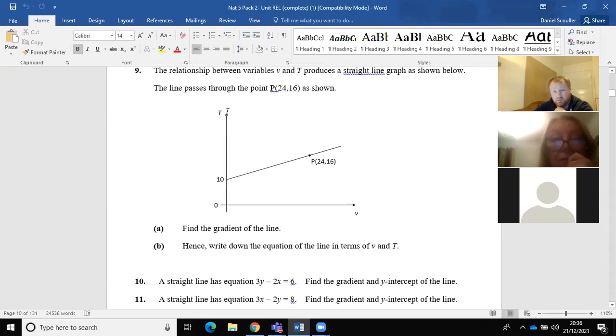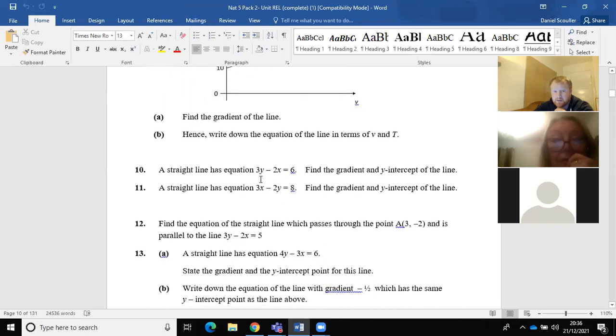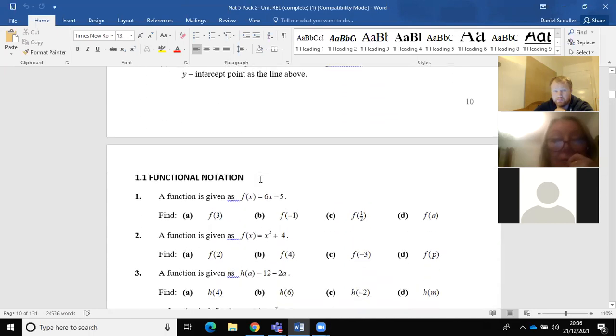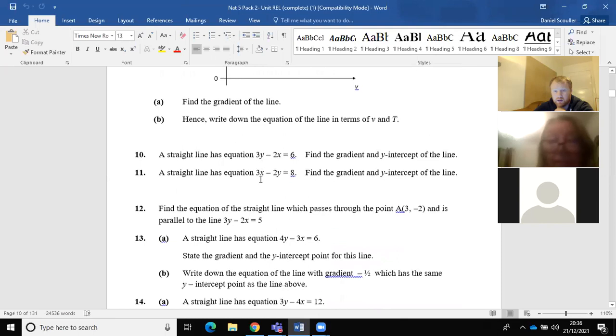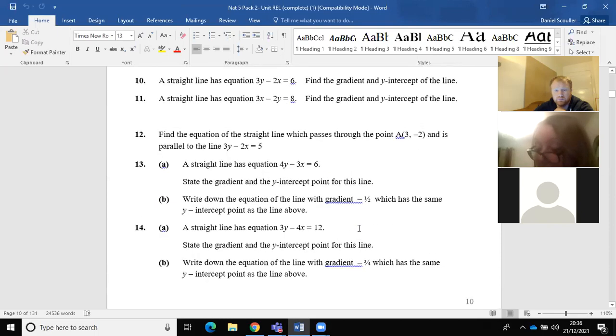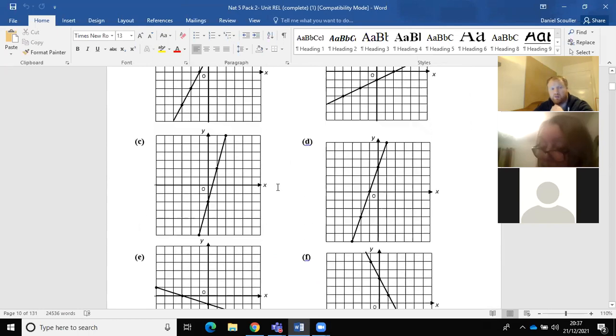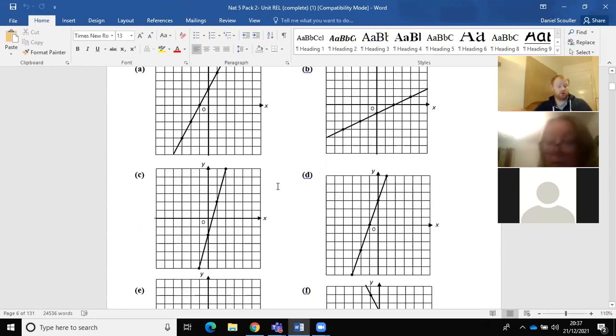Okay, in fact, there you go, V and T. Okay, so you can use any letters. Okay, so have a wee look at them. Okay, so you should be able to do every question up to page 10. Okay. And then have a wee look at that website as well. Okay, it might be something on that helps you.